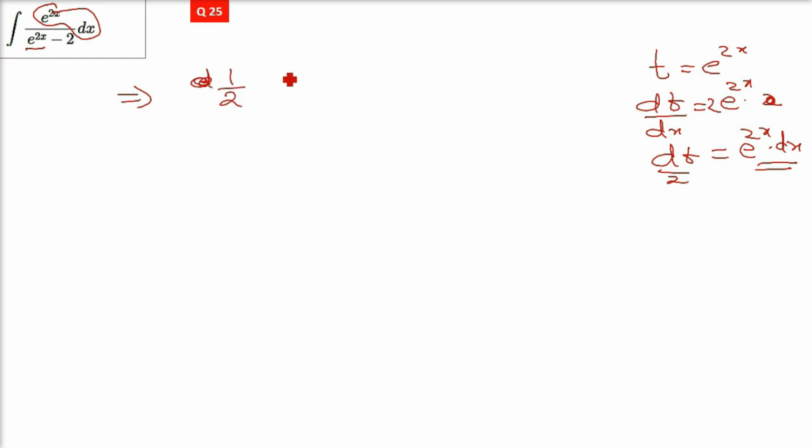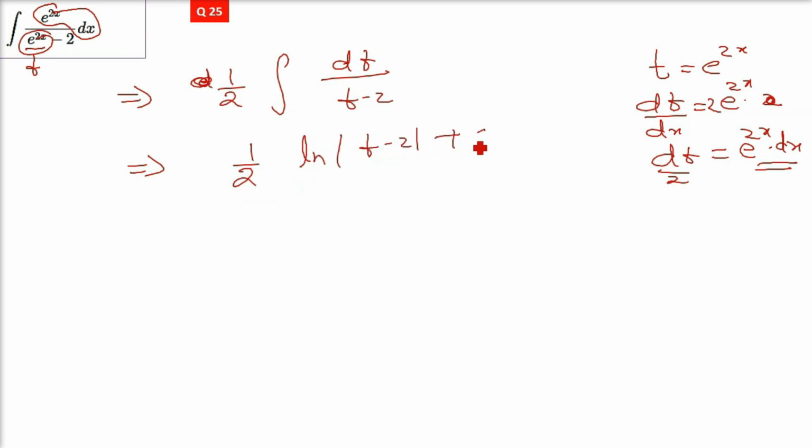Now this is 1 by 2. I am taking it outside. Always take the constant outside. Dt is there, and e raised to x is nothing but t minus 2. It's quite straightforward now. We have done a few questions like this. So 1 by 2 ln, because there is no log given. So always type ln for it. t minus 2 plus constant of integration. Half ln, t has to be the original thing, which is e raised to x minus 2, plus constant of integration. This is your final result.